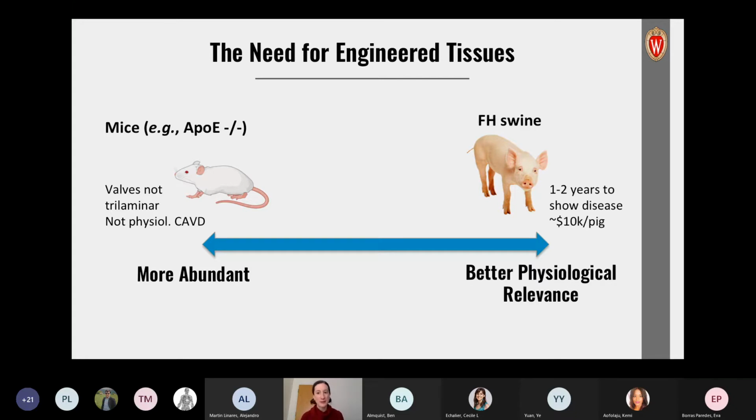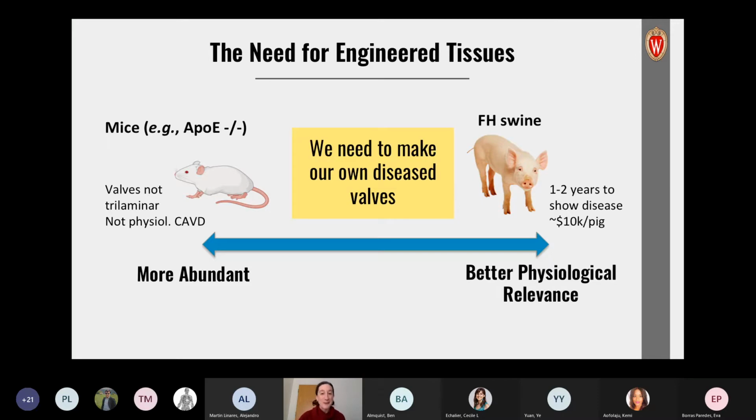Okay, so here's the problem with them, is that they had to be between 1 and 3 years old to show disease, and at that point, the cost of keeping the pig is up to about $10,000 to $20,000 per pig. So clearly, this is not a sustainable source of disease tissues for us to look at and examine for causative relationships. So the conclusion that we make from this is, okay, if we want to study disease tissues, we're going to have to make our own.